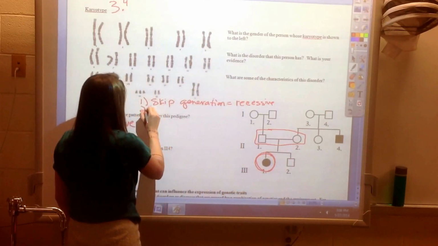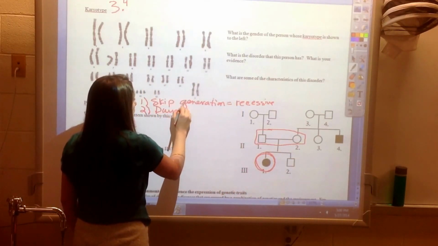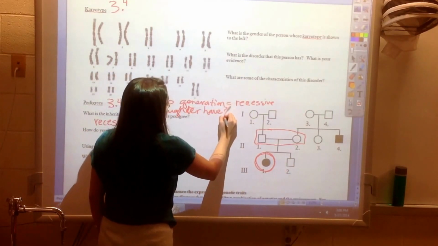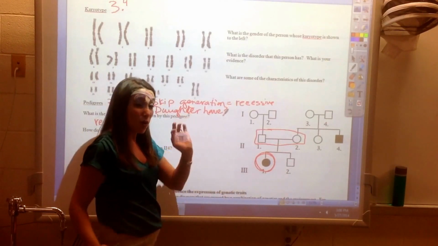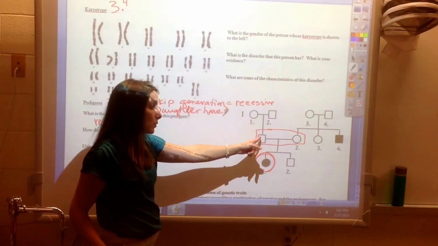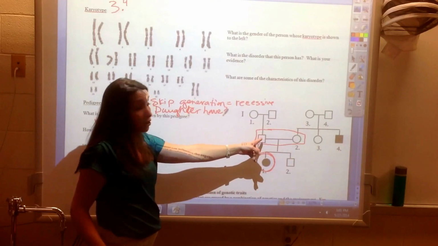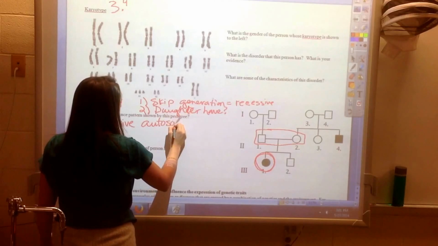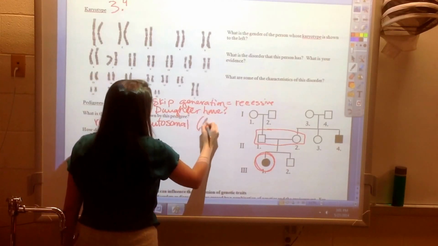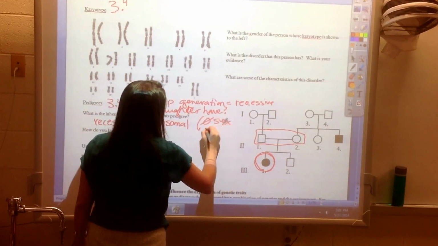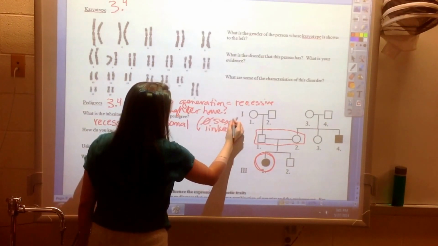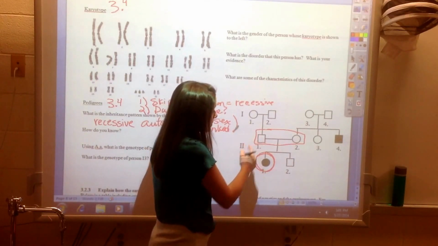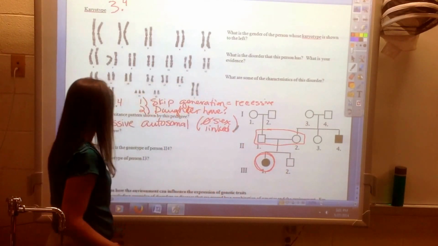Our second question is, does a daughter have it? If a daughter has it, in order for it to be sex-linked, her dad would have to have it as well. Since her dad doesn't have it, it has to be autosomal. It can't be sex-linked, because in order for a daughter to have it, she had to get the X from her dad, and that would mean that he has to have it as well, and he doesn't.